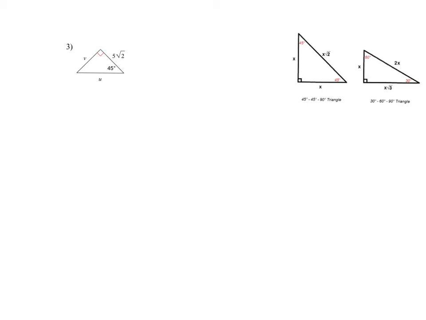Again, I have a 45, 45 triangle, so my legs are congruent. That means that V equals 5 square root of 2. And my hypotenuse U is whatever the legs are times the square root of 2. Again, whatever the measure of the legs is, times the square root of 2, is the hypotenuse. So this one is 5 square root of 4. So I have 5 times 2, which is 10.